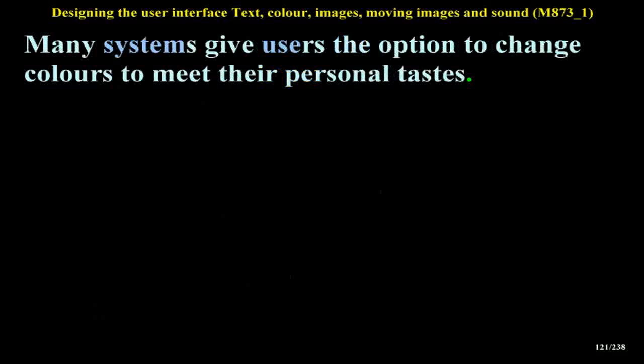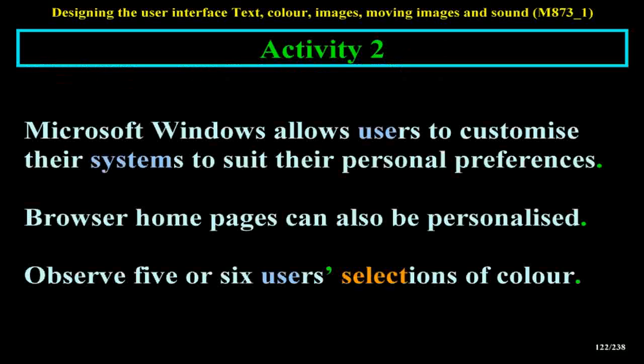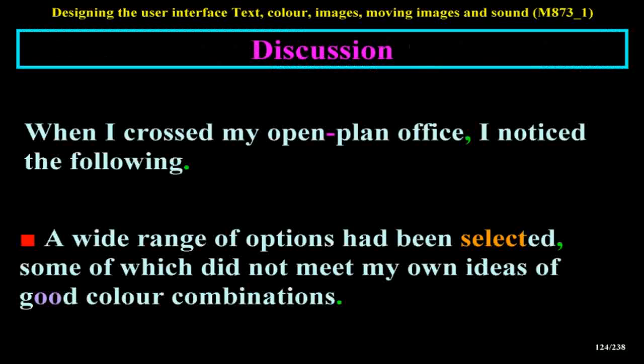Many systems give users the option to change colors to meet their personal tastes. Activity 2. Microsoft Windows allows users to customize their systems to suit their personal preferences. Browser home pages can also be personalized. Observe 5 or 6 user selections of color. Ideally, walk across a large open plan office and simply take notice of the different choices people have made.